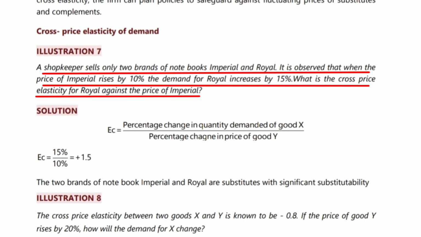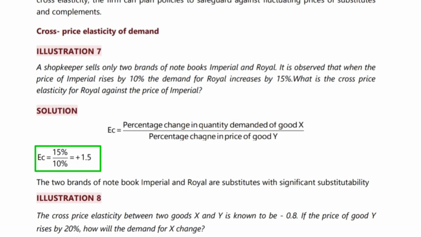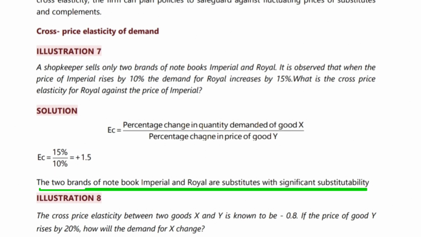As we know, the formula is EC equals percentage change in quantity demanded of good X divided by percentage change in price of the other good. Now, because the demand for the second product increases by 15%, EC is equal to 15% divided by the price change, that is 10%, that is 1.5. That shows that they both are very close substitutes for one another. If not this, people tend to buy the other product.